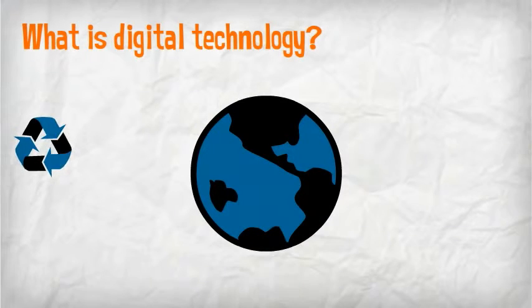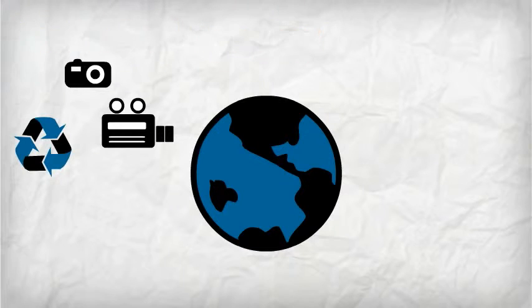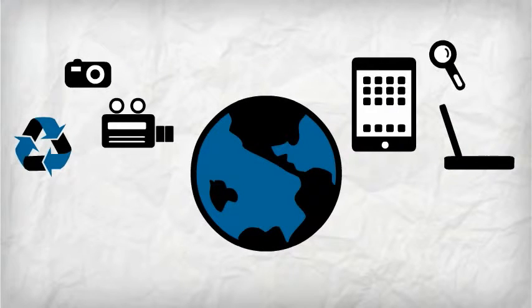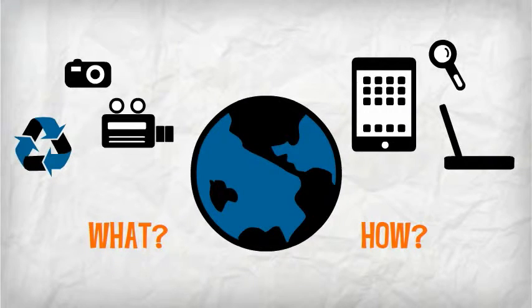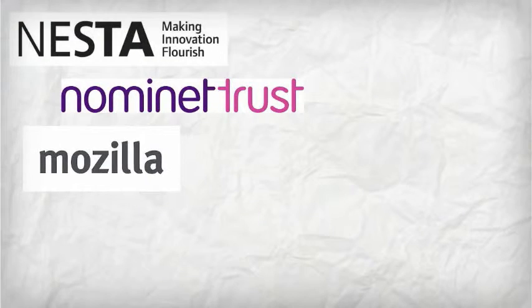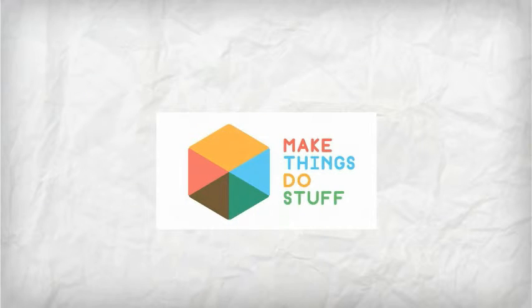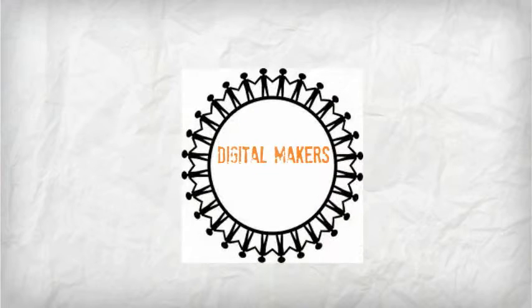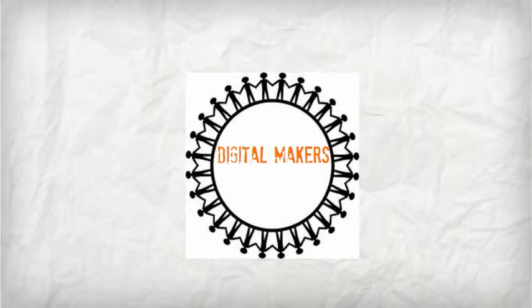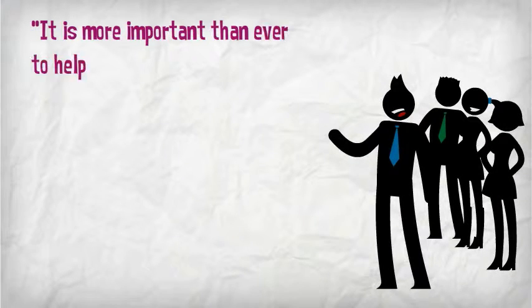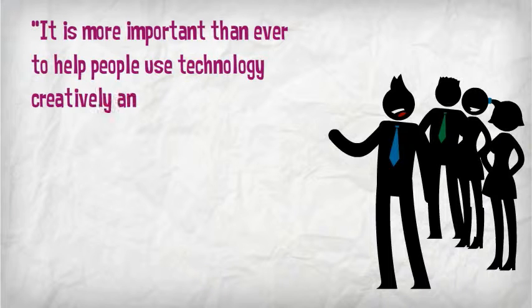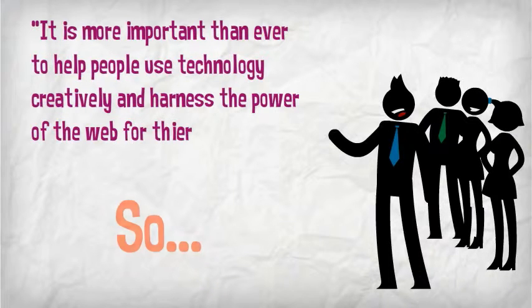In a world where creating, sharing and using digital technology is part of everyday life, it is vital that children are learning not only what digital technologies are, but what they do and the processes that are linked with how they do it. Organisation Nesta have collaborated with Nominant Trust and Mozilla to make the campaign Make Things Do Stuff. The campaign aims to inspire and engage the next generation of children to become digital makers, not just consumers. They state that it is more important than ever to help people use technology creatively and harness the power of the web for their own means.